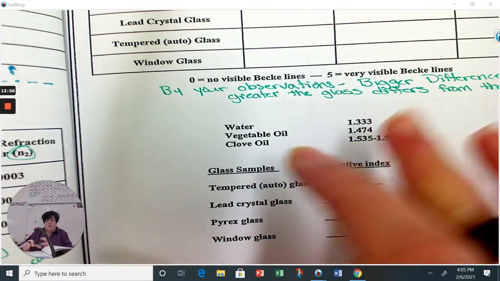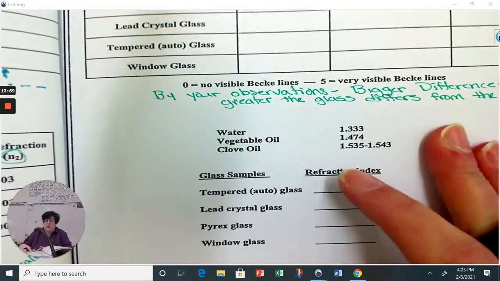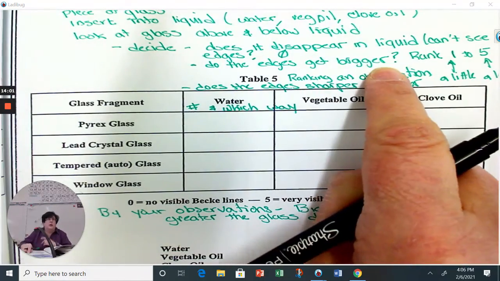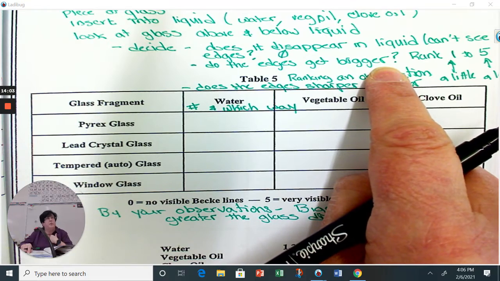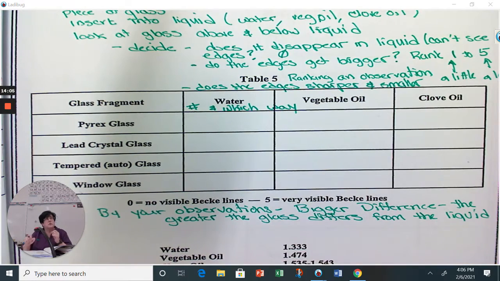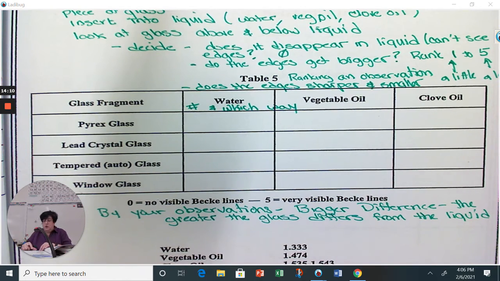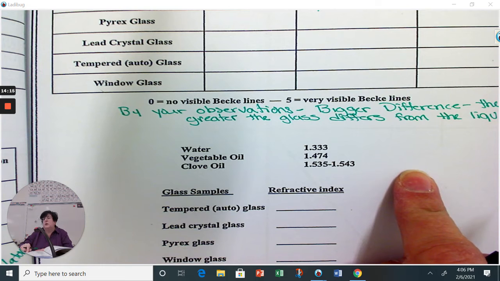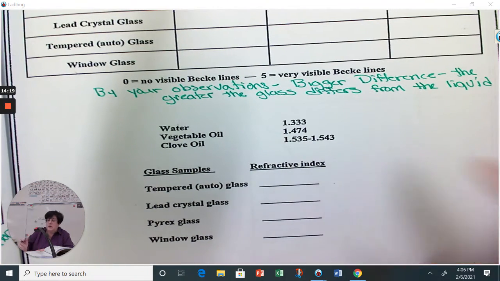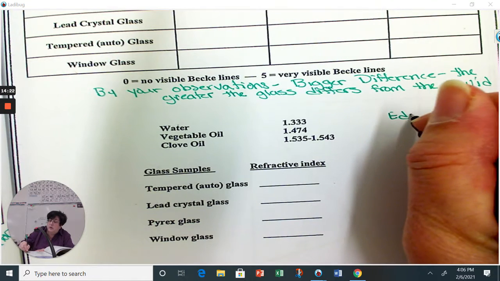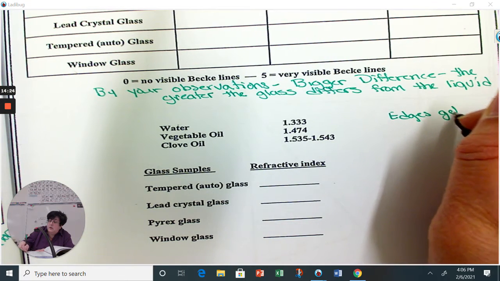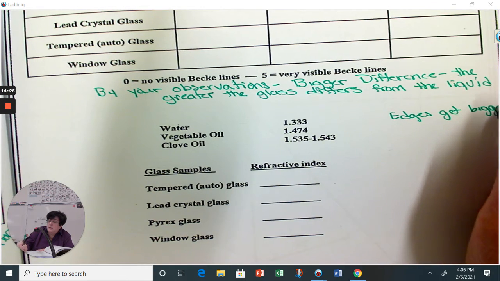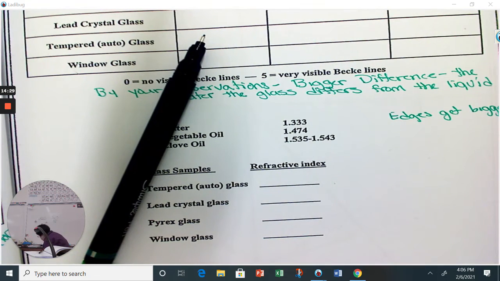And I will give you insight about, like, if you are bigger, and I got to relook this up, but if you're bigger, your refractive index will be smaller. Okay, so if your edges get bigger, I really need to check this out, guys. Where did I put that?